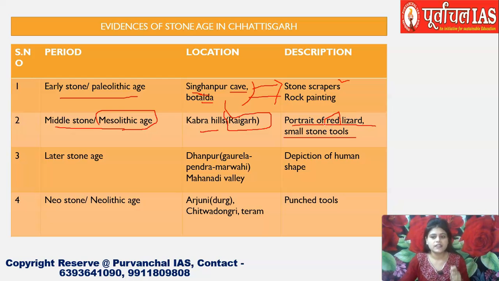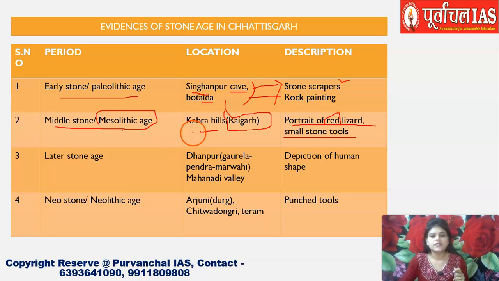Okay, so red was the color used, and there is a lizard being painted in the Kabra Hill. This becomes important for you to remember. We have also found alligator, axes, etc., made of stones. That is something that we have found from the Mesolithic age.